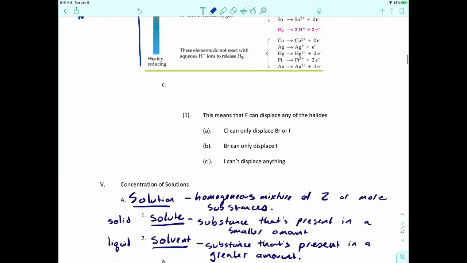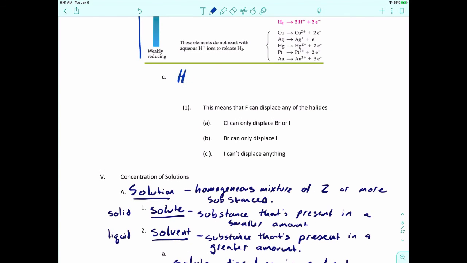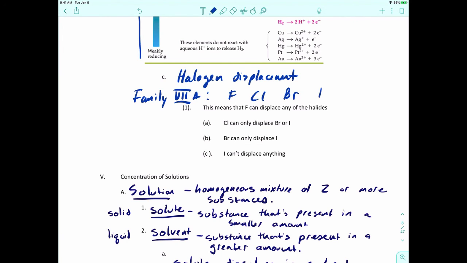All right. Finally, the last displacement is halogen displacement. The way this works is that we take a look at family 7A on the periodic table. And we have fluorine, chlorine, bromine, and iodine. So fluorine is going to be bigger than chlorine, chlorine's bigger than bromine, bromine's bigger than iodine. So what this means is that fluorine can displace any of the halides. Chlorine can only displace bromine or iodine. Bromine can only displace iodine, and iodine can't displace anything at all.